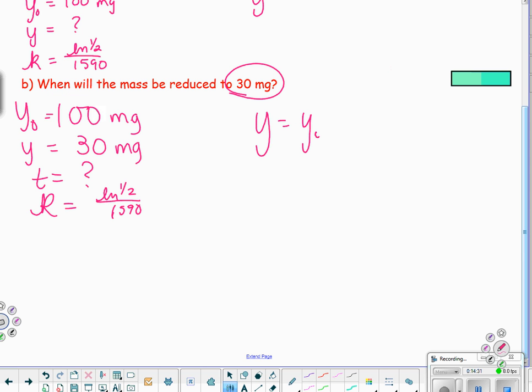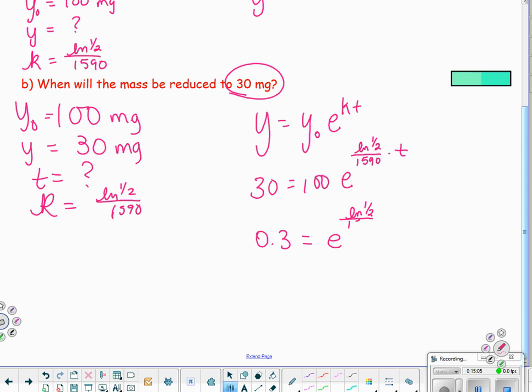y equals y naught e to the kt. Finishing with 30 when I started with 100: e to the k, natural log 1/2 over 1,590, times time, and then just solve for time. So the first thing we're going to do is divide by 100. So that's going to be like 3/10, because the 0 would delete there, wouldn't it? Which really comes down to 0.3 equals e to the natural log 1/2 over 1590 t.